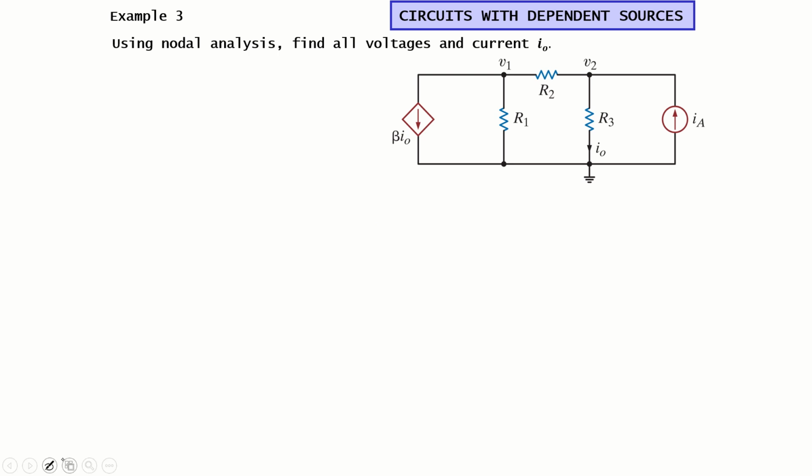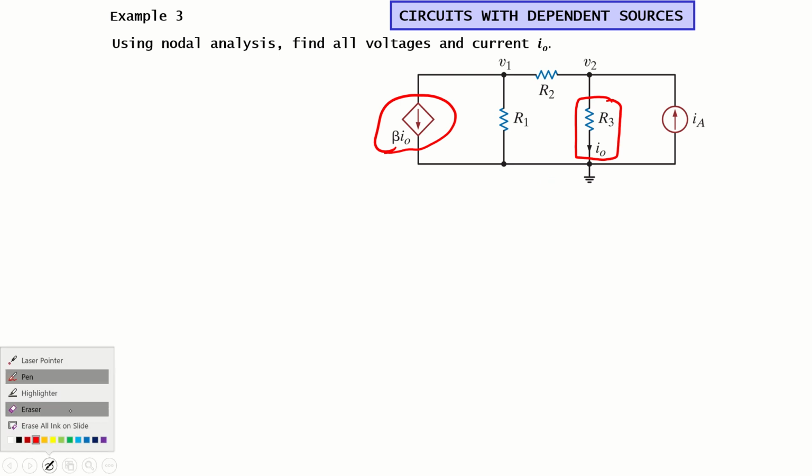We can see that we have a current source here which has a value of beta times I naught. And I naught is the current that is flowing through this resistive R3 branch. Again, our question is to use nodal analysis and find all voltages and currents.